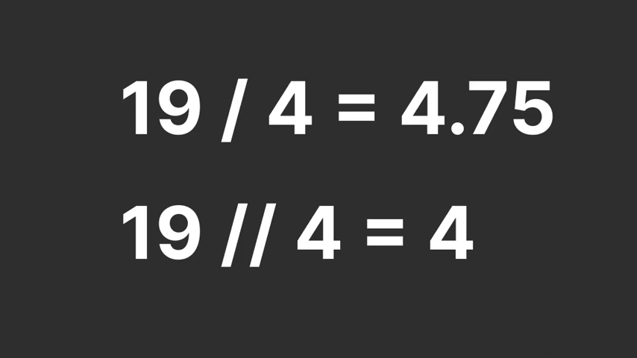Another example, 19 divided by 4 equals 4.75. So 19 floor division 4 equals 4. An important thing to note is that floor division doesn't round the number, it always rounds it down. So even if you have 4.75, which is closer to 5, it will still round it to 4.